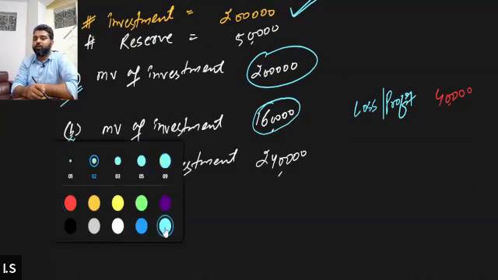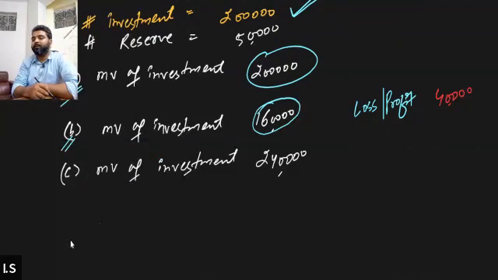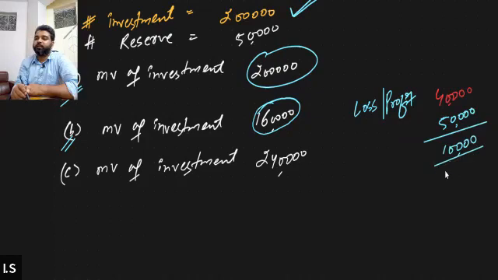Now tell me how much of this loss can be compensated, can be adjusted, through the reserve. How much of the loss can be adjusted through reserve? The entire 40,000 can be adjusted through reserve, yes or no? And after adjusting the reserve to compensate the losses, how much of the reserve will still be left? 10,000. Then what will we do with the remaining 10,000? We can divide it among the partners in the old profit sharing ratio.